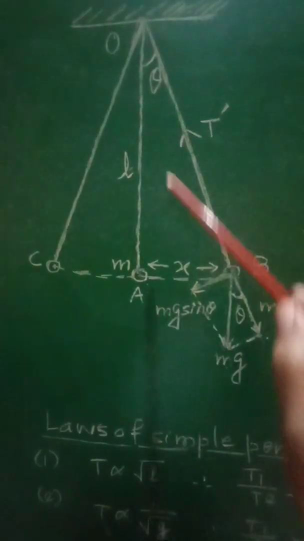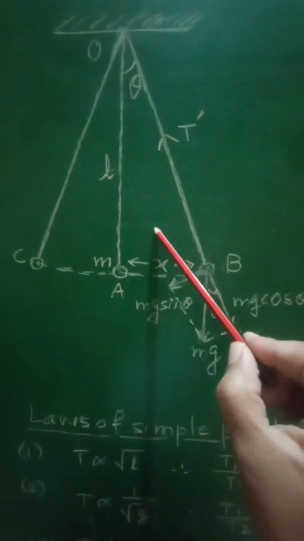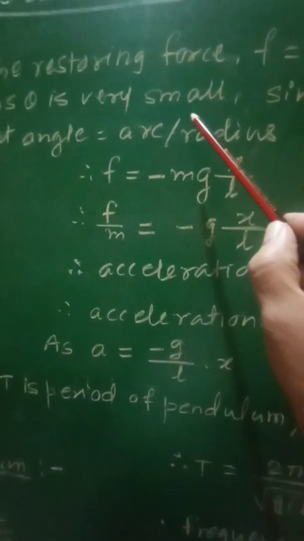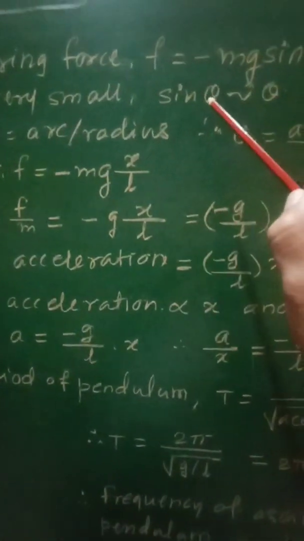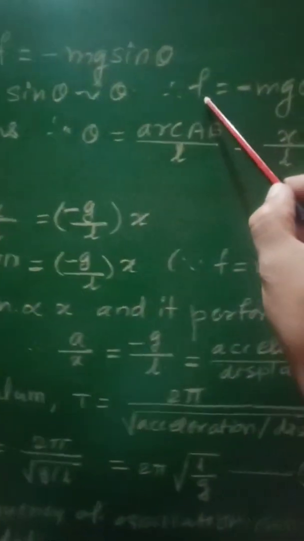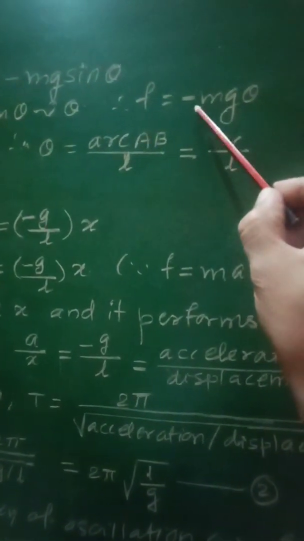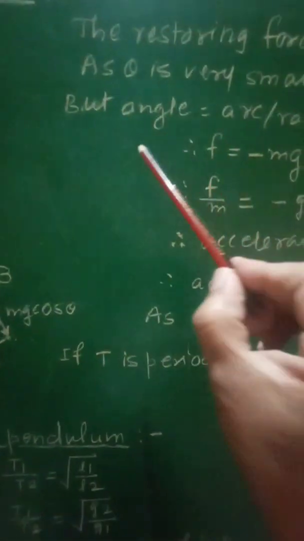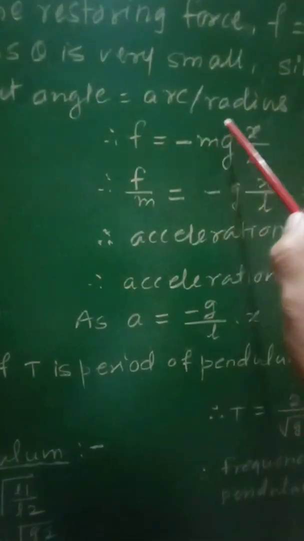So as restoring force F is equal to minus mg sin theta, here the oscillation given to that simple pendulum will be very small, that is theta will be very small, and therefore as theta is very small, we can say that sin theta will be nearly equal to theta, and therefore that restoring force F will be equal to minus mg theta.